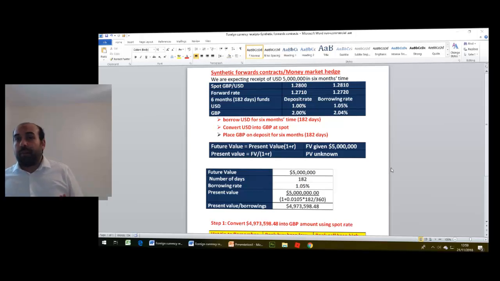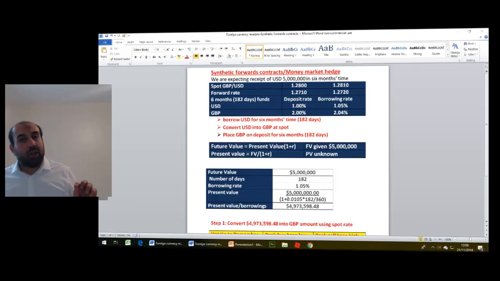We can find the present value before we borrow US dollar. We need to find out how much we should borrow now. In order to find the present value of 5 million US dollar, we will use a formula: present value is equal to future value divided by 1 plus R. Future value is 5 million. Number of days are 182, and the borrowing rate for US dollar is 1.05% per annum. We will use that data to calculate present value.